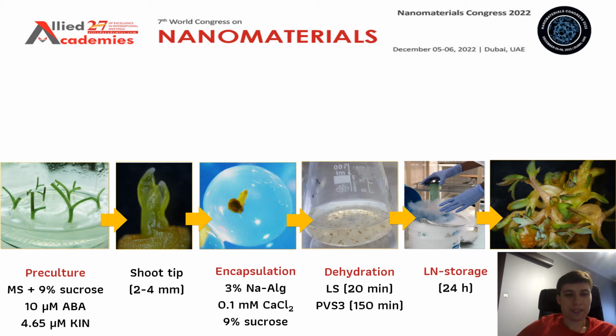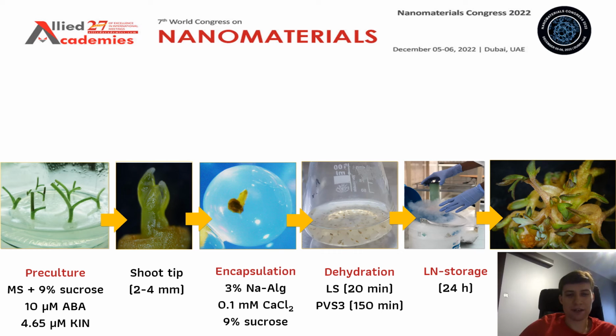First, the explants are pre-cultured on a medium with an increased osmotic pressure in order to stimulate some initial dehydration of the plant. Usually also abscisic acid is added at that step because this is a hormone that stimulates some stress responses in plants. Next, we are isolating the meristems, which are most suitable for cryopreservation.